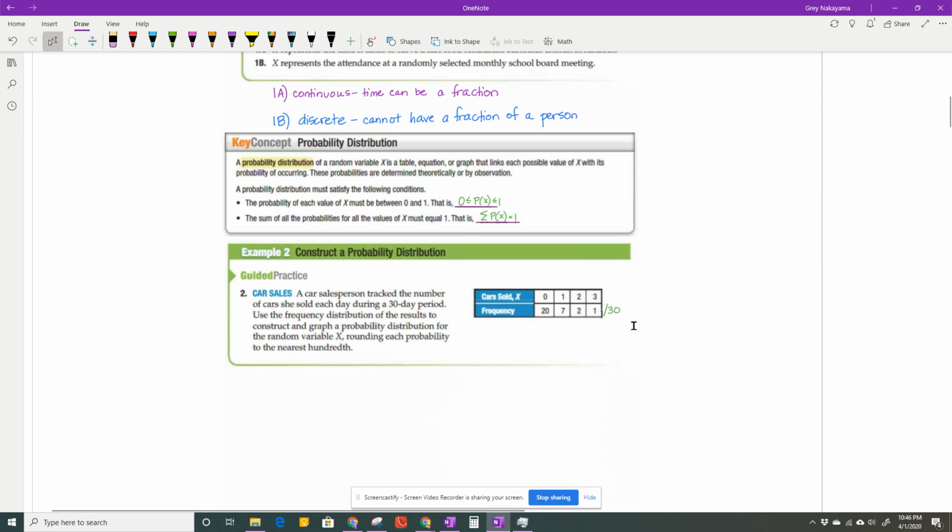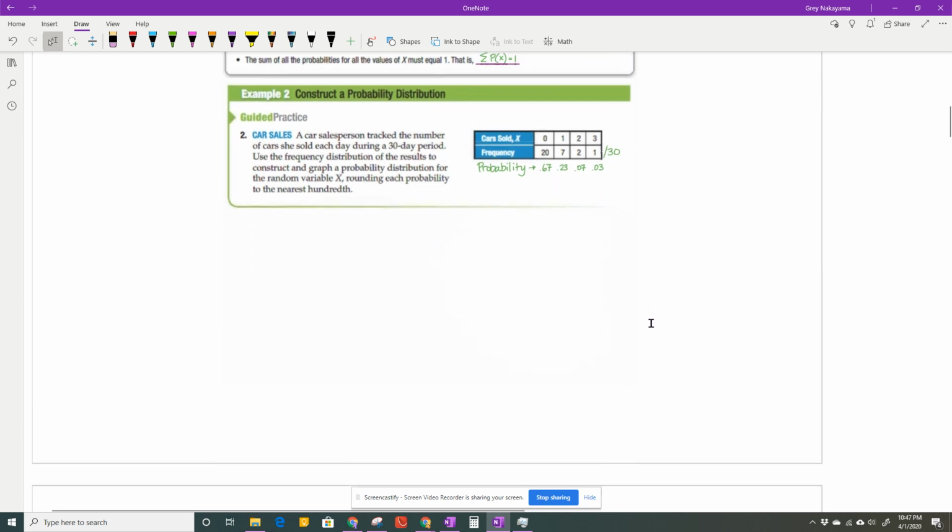So we're going to take 20 and put it over 30, and that's going to give us 0.67. We put 7 over 30, and we're going to get 0.23. Put 2 over 30, you're going to get 0.07, and 1 over 30 is going to be 0.03. And these things all add up. So this is the example of your probabilities that represent all the events in your distribution. And the key is all those numbers have to add up to 1.